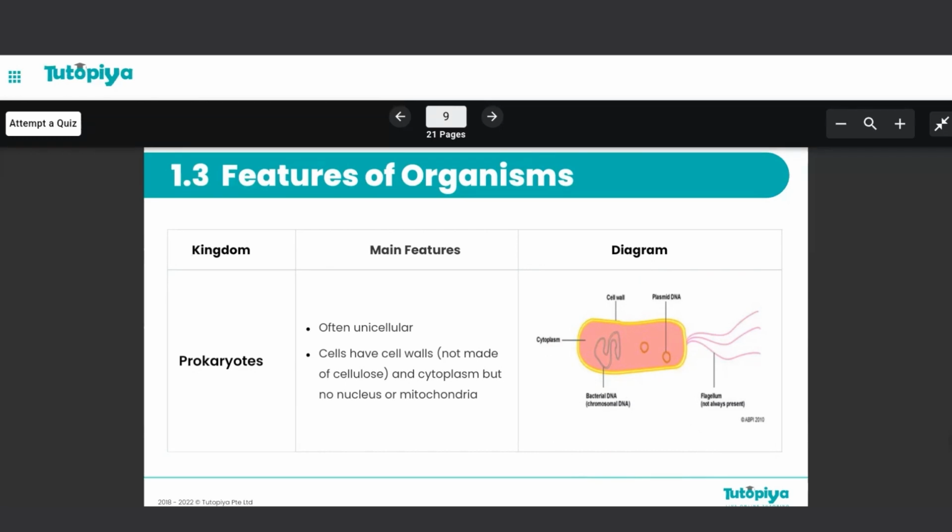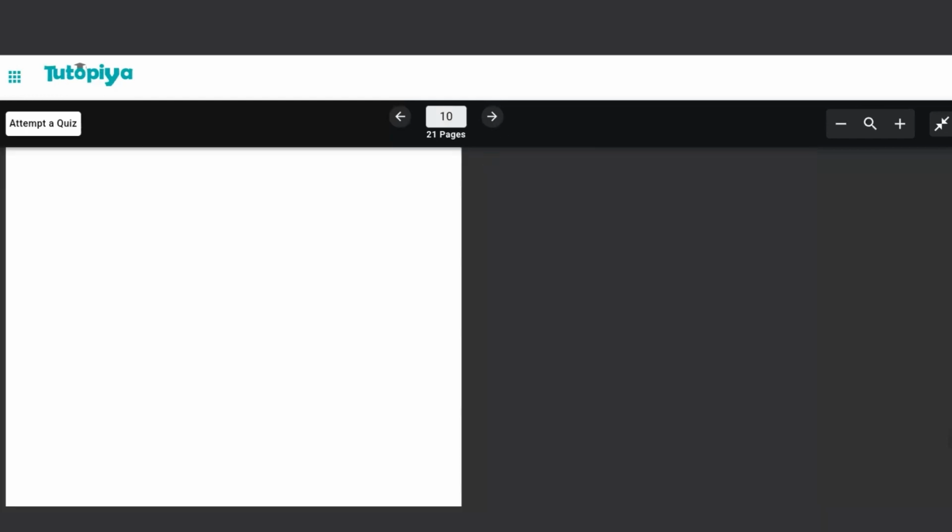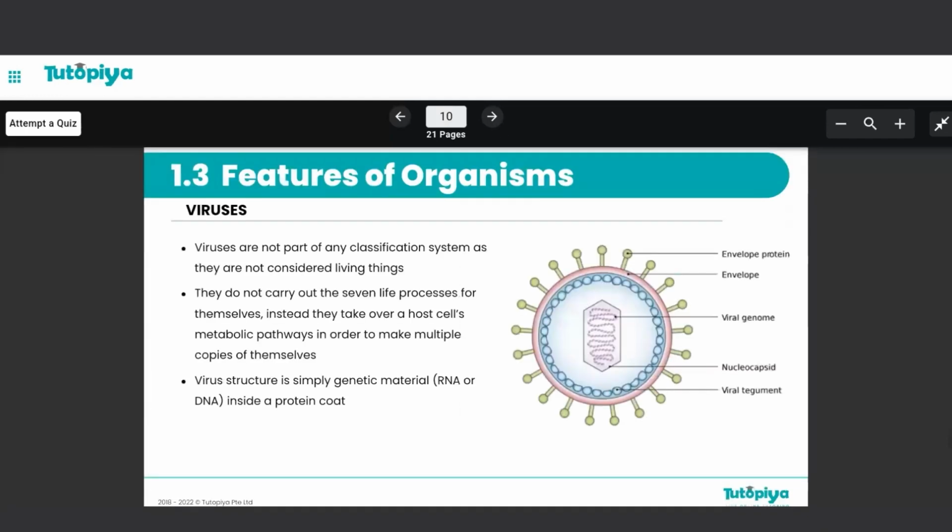And that brings us to another topic we need to discuss, regarding the viruses. Now, we've all heard of viruses. We know there are viruses that cause certain diseases and so on. So when we talk about viruses, which kingdom do viruses belong to? We've discussed the 5 kingdoms. Which kingdom exactly do viruses belong to? The answer is viruses do not belong to any kingdom because they are not part of any classification system.